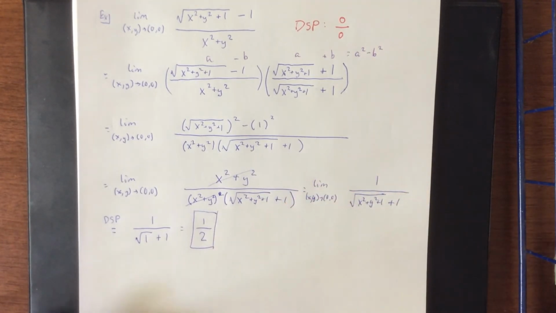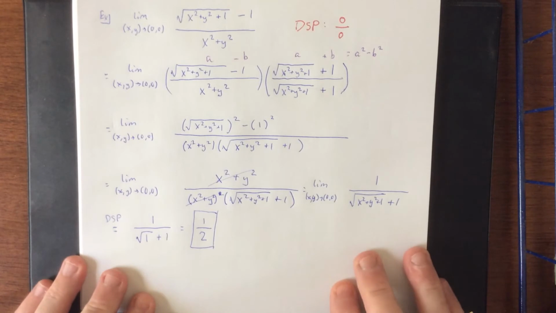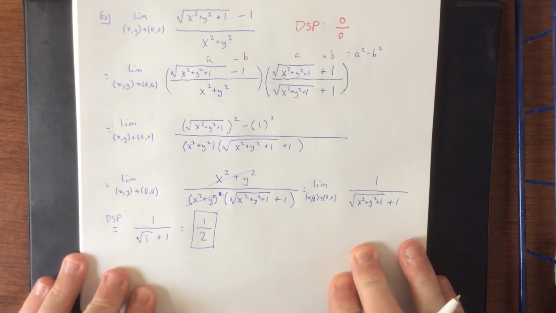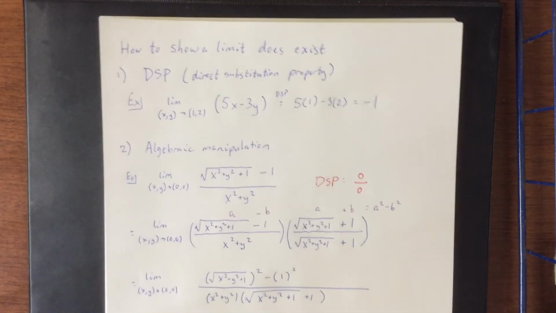You'll notice at no point in here did I ever mention that we were going to use a path or anything along those lines. In fact, if you were to use a path and repeat this process, you would wind up getting 1/2 every single time. Unfortunately, paths cannot show that a limit does exist. There is one other possibility, and it's for a very specific kind of limit.